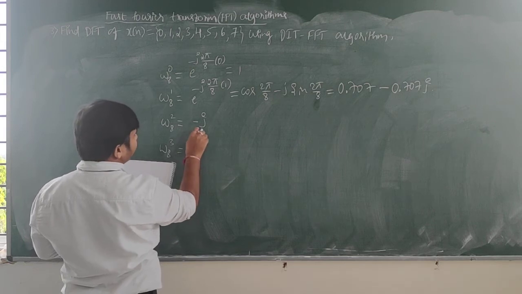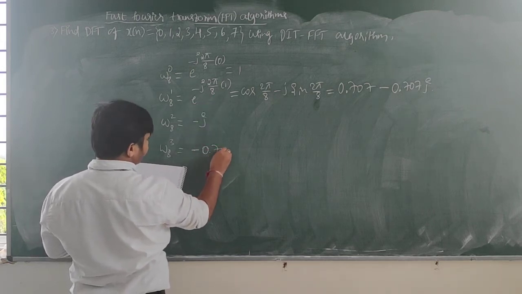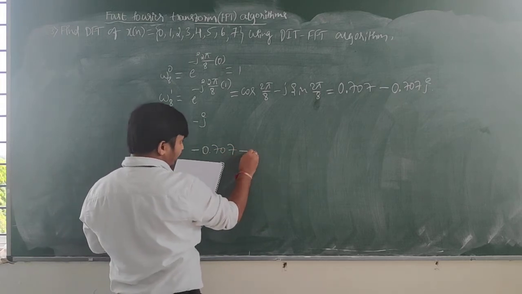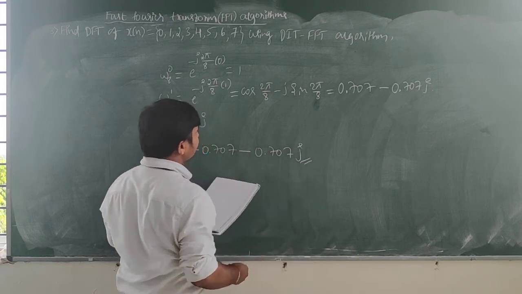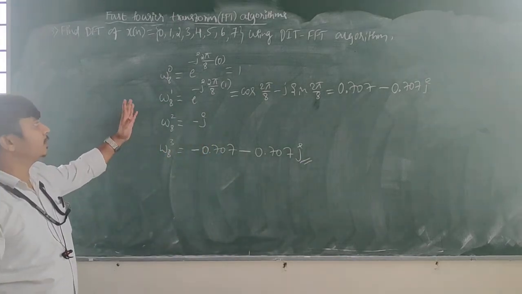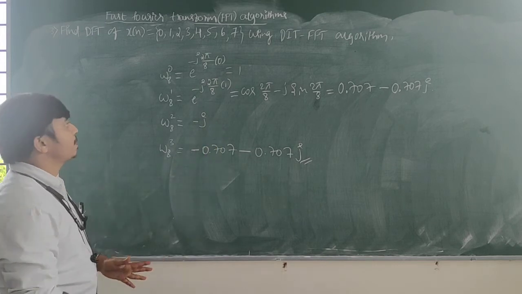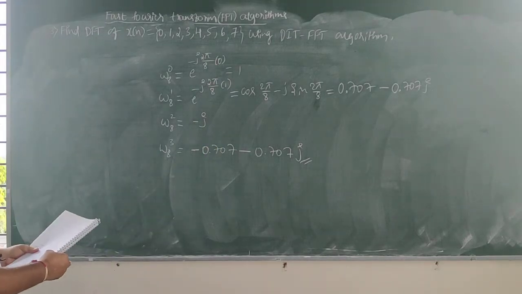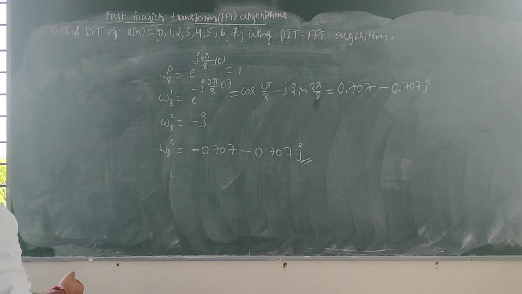And the value of W8 power 3, you need to find in this way only. Okay, so minus 0.707 minus 0.707 j. If I know these values earlier, we can directly substitute in the problem. Okay. So we shall write the butterfly structure now.